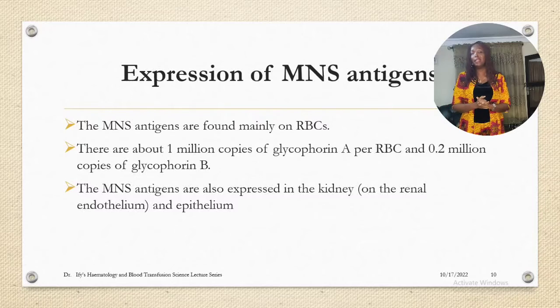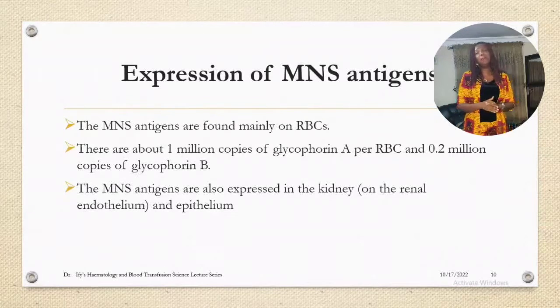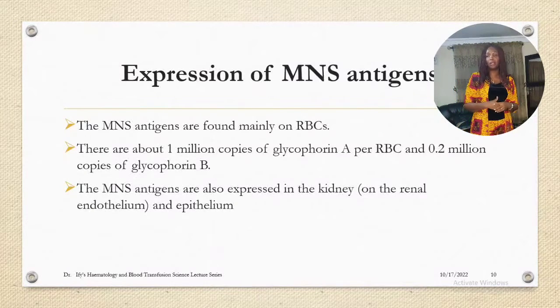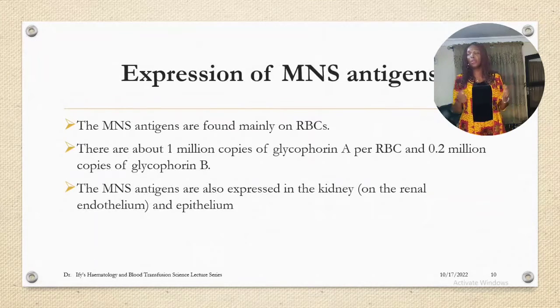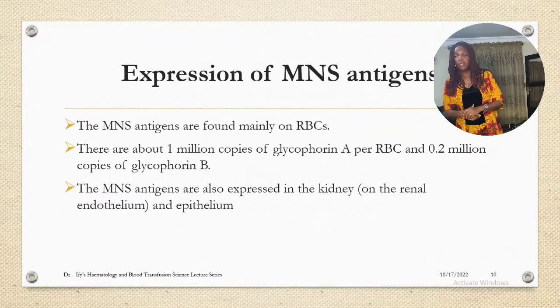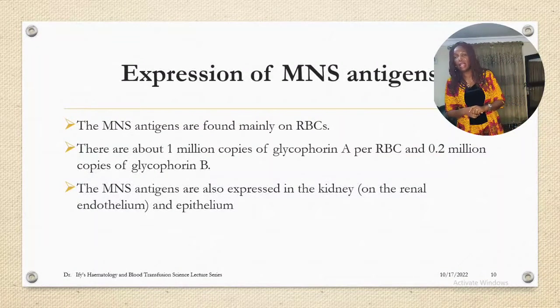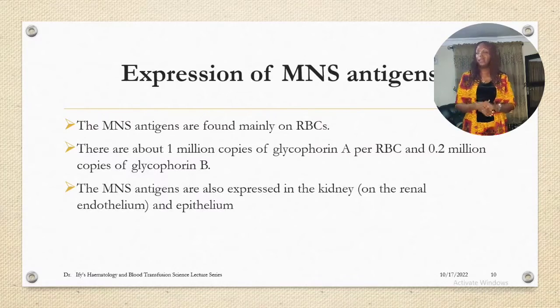Expression of MNS antigens. The MNS antigens are found mainly on the red blood cell membrane. There are about 1 million copies of glycophorin A per red blood cell membrane and 0.2 million copies of glycophorin B. The MNS antigens are also expressed in the kidney, on the renal endothelium and the epithelium.